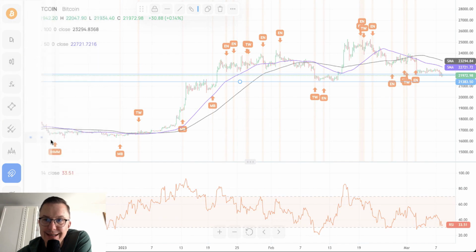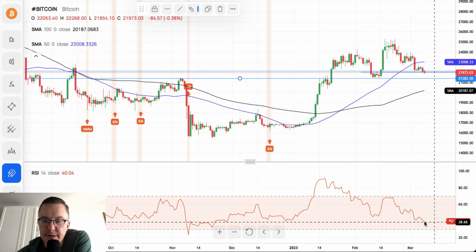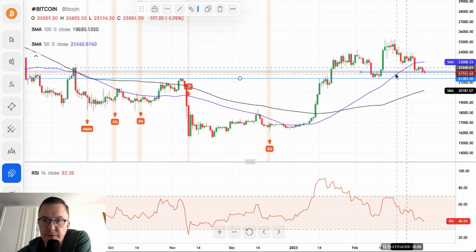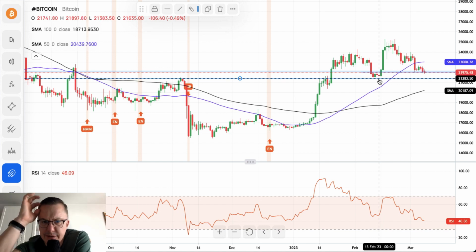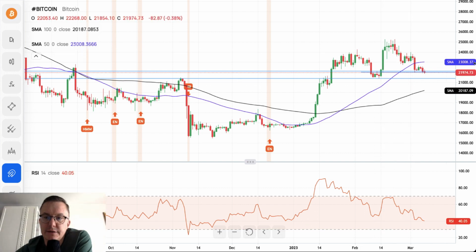How does it look on the daily? Let's just take a look. Daily is still negative. Momentum is at the level of 40, below the level of 50. The market is under bearish control. We are trading below the 50 days moving average, and now we are approaching the 21,000 level as well. So a negative, bearish outlook for Bitcoin as well in the short term.